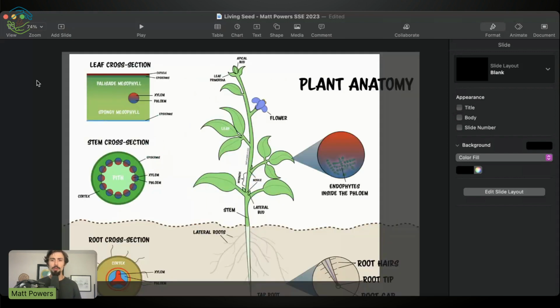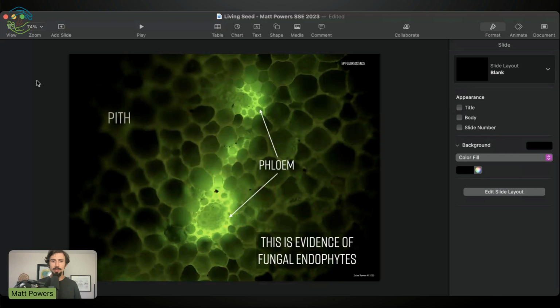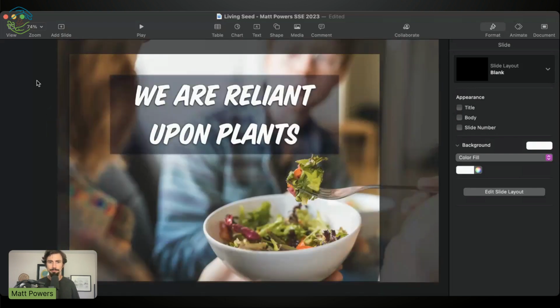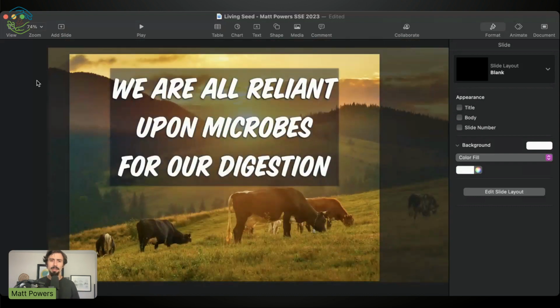So it's really important to know who we're talking about so that we can achieve that top level. We need those endophytes. We need them inside. We need to verify these things. We need to inoculate things because we are relying upon these plants. And we are all reliant upon the microbes for our digestion, the wild animals too. This is why it's such a crime that fungicides were used all over America and all over the world.